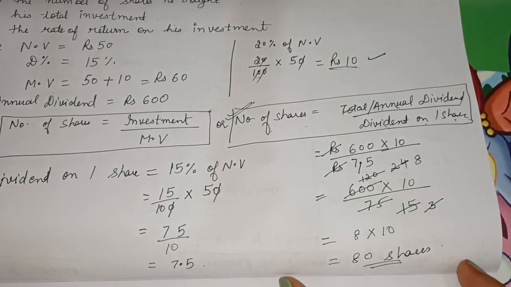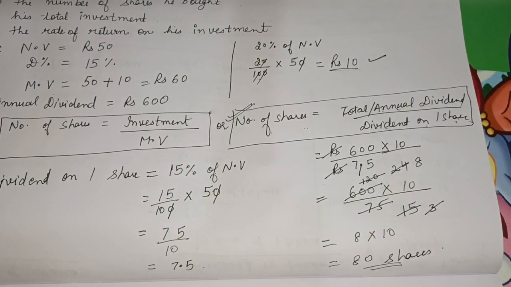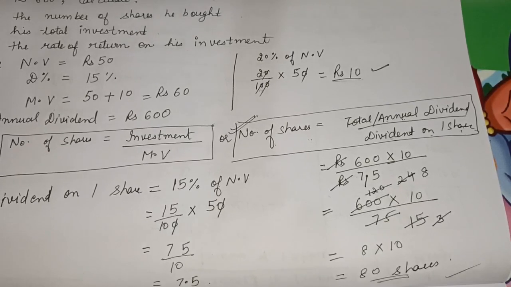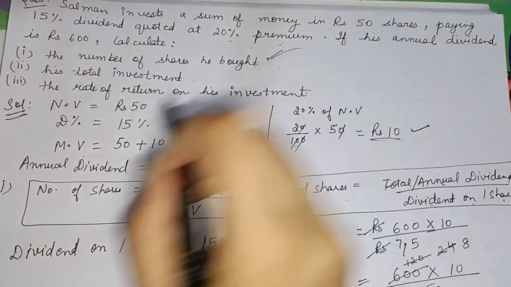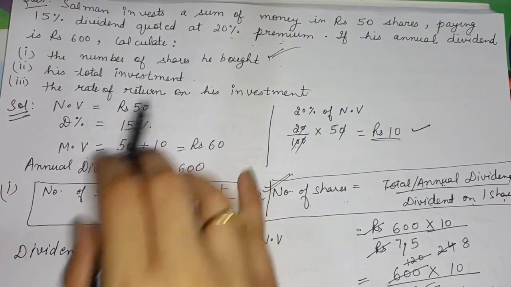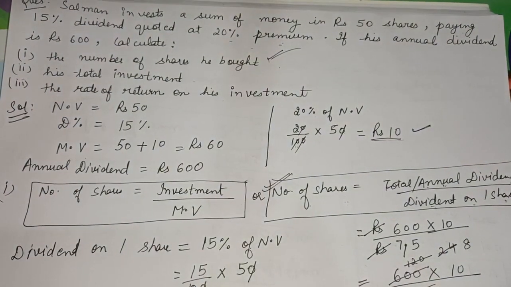So this also you can write in one sentence. So number of shares is equal to 80. Like this you can write. So first part of the question is done. It's total investment. So similar type of questions earlier also we have done.